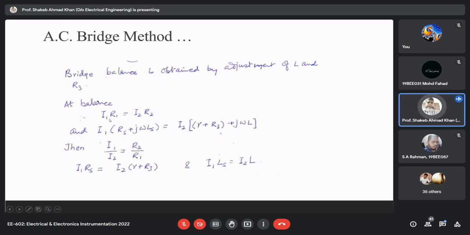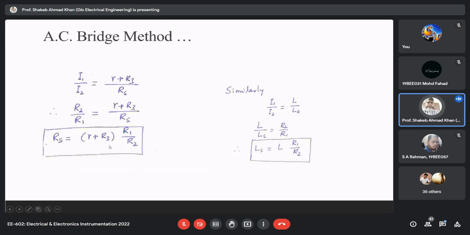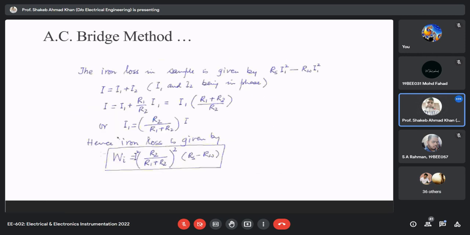So that's what I had written here. From here you can see that I1 upon I2 gives I1 equal to R2 upon R1 into I2, or I2 is equal to R1 upon R2 into I1. So that's what I substituted here. Instead of I2, I'm writing in terms of I1. Here we take I1 common, and with this we can write I1 in terms of I, the total current. So that's what we have written here.